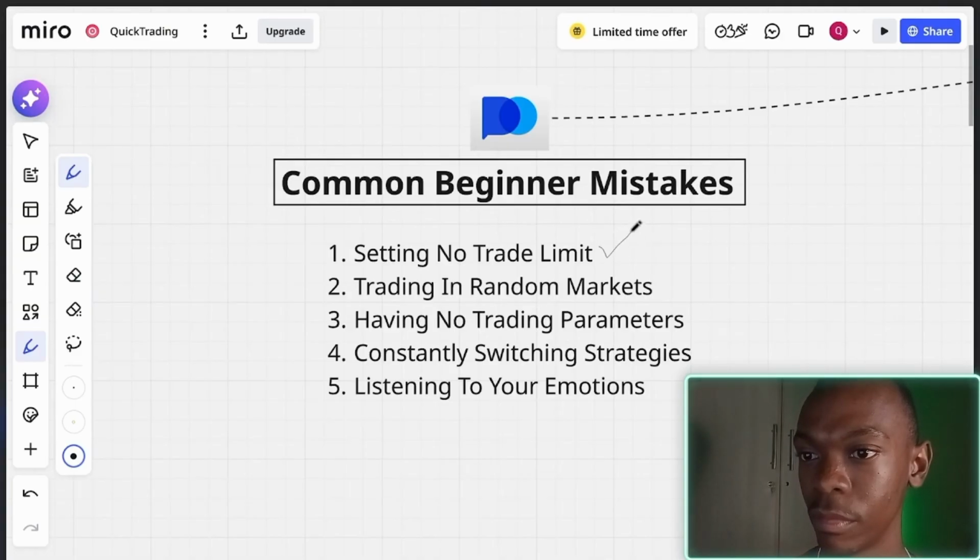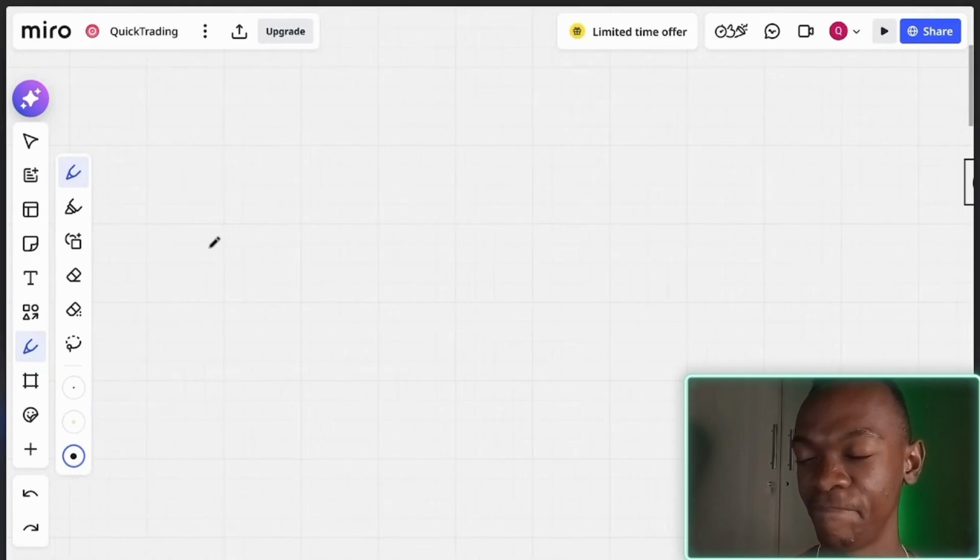So that is setting trade limits. It is so important because not only does it allow you to be more disciplined when you are trading, but it also ensures that you do not over risk and end up trading an amount that you never actually wanted to. The next one is trading inside of random markets. Now, this is a big one because as we know, there are 3 types of markets.